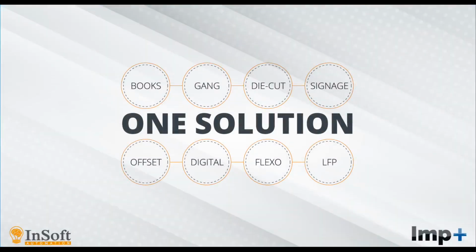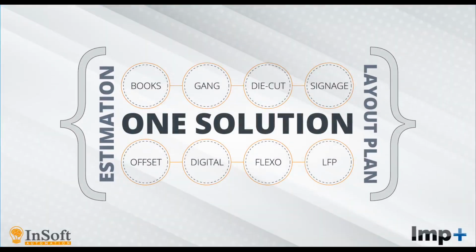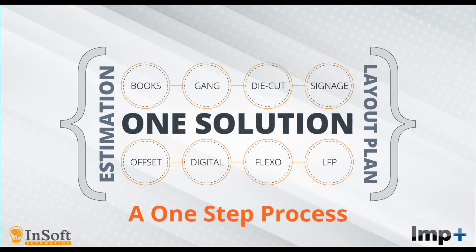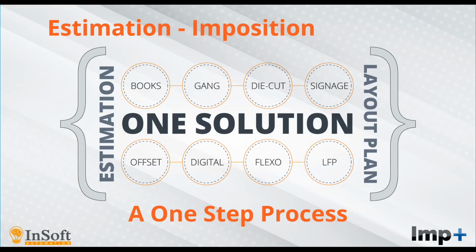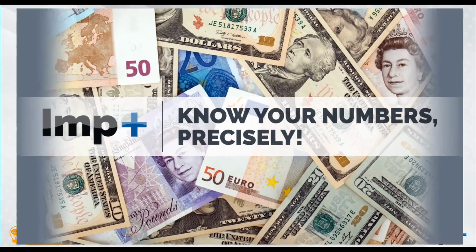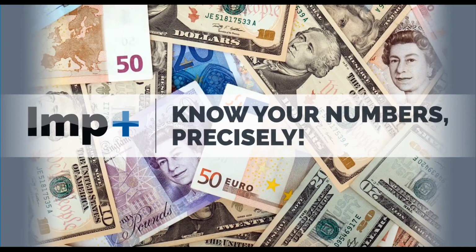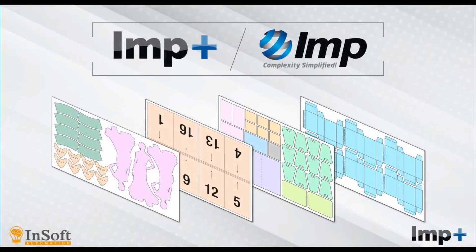For the first time in the print industry, estimation and layout planning is a one-step process, allowing you to generate accurate estimates based on precise layouts that will be used in actual production. InSoft brings you a new estimation software, IMP+, built on top of our proven layout planning and ganging software, IMP.